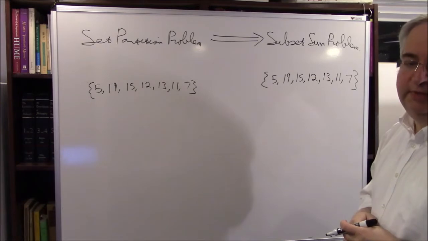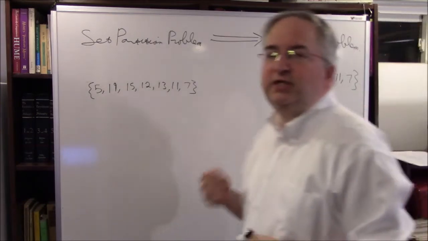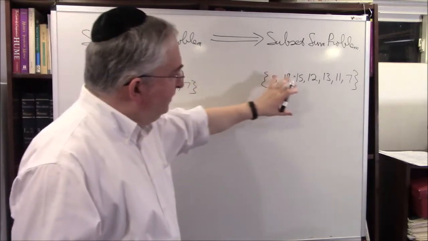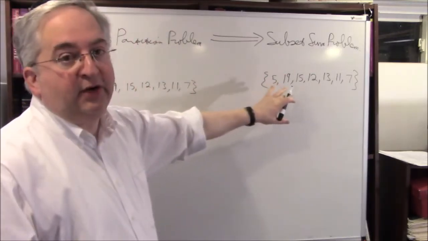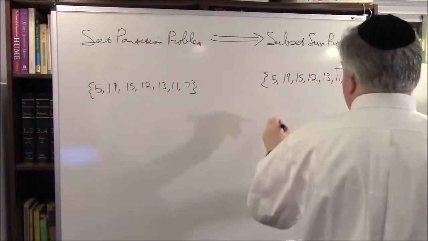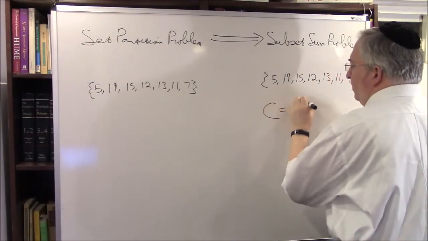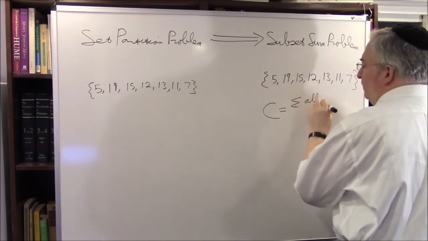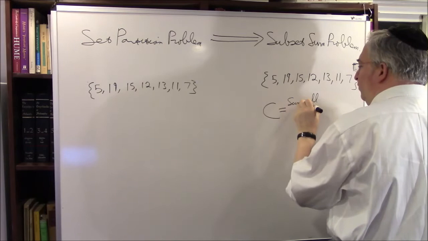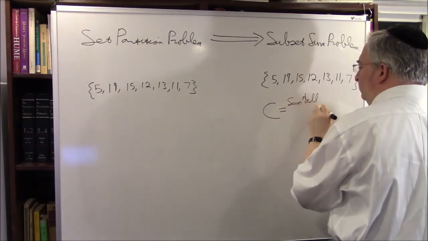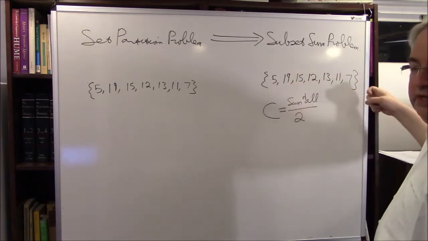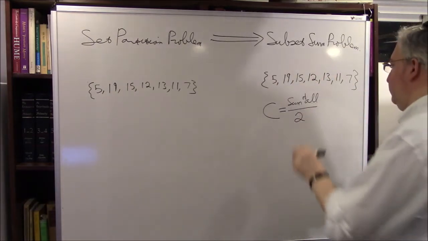No, I'm missing something else. What am I missing? I'm missing a capacity. So here's the idea. I'm going to give a capacity here, but I want it to be related to this. So I'll tell you what the capacity is. The capacity is the sum of all, divided by 2.